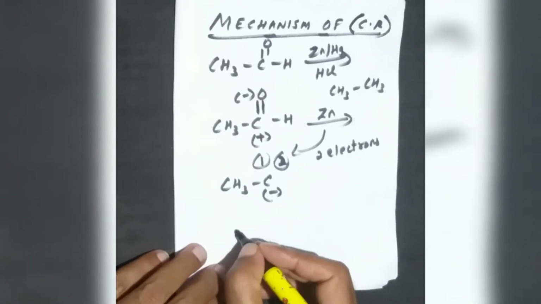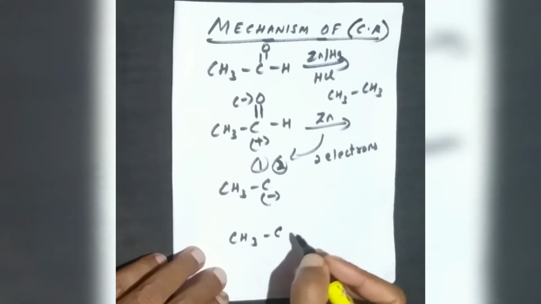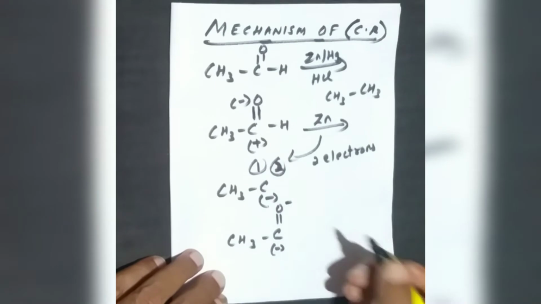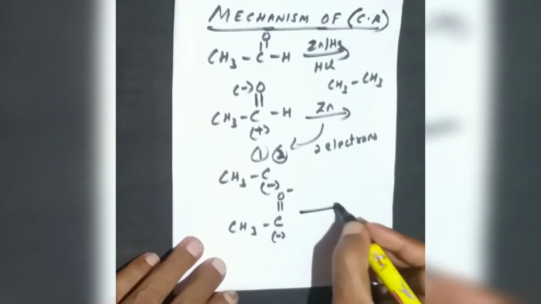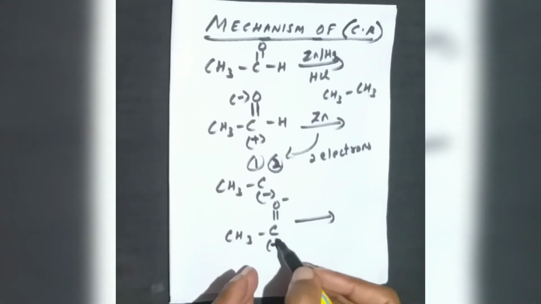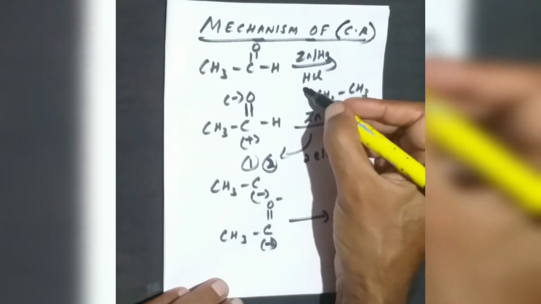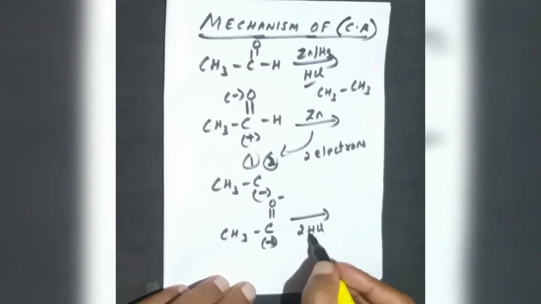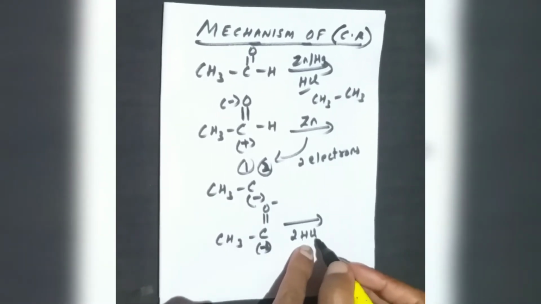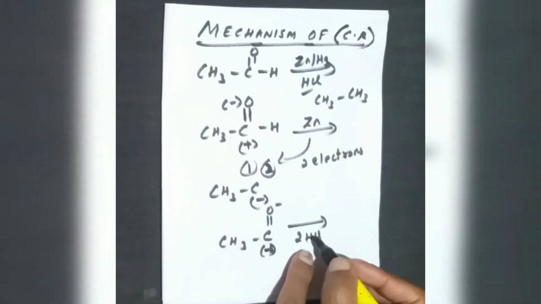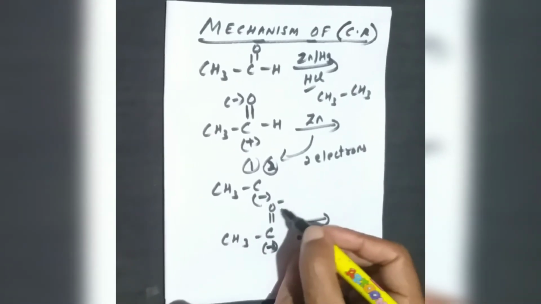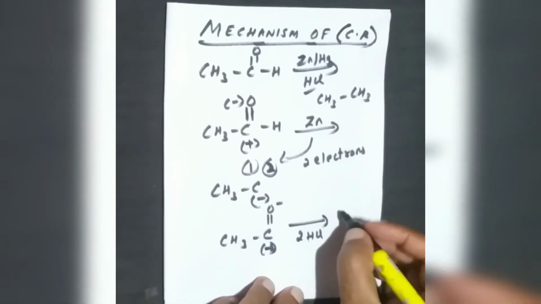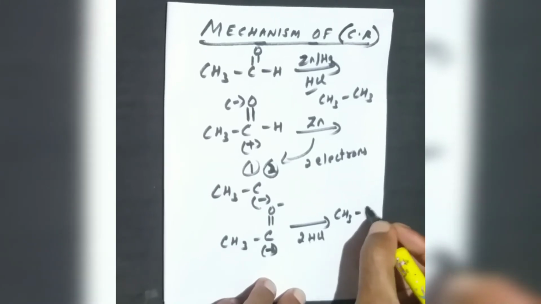So I can write CH3, C. The carbon will have the negative sign now, and the oxygen will also have the negative sign. Both are negative. Now what the HCl will do is, we can take 2 molecules of HCl, so H plus and H plus, because chlorine is electronegative and will be Cl minus. One H plus will attack the oxygen, and the other H plus will attack the carbon. So now the product will be CH3C.